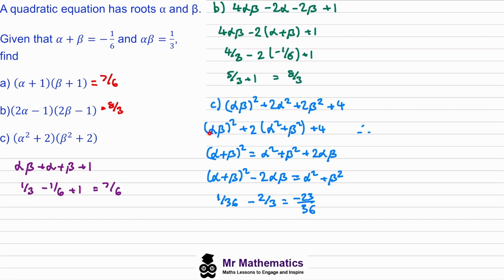We have this alpha beta squared, which is 1/3 squared, so 1/9, plus 2 lots of -23/36, plus the 4, which gives us 17/6. So this is the solution to part C. Okay?